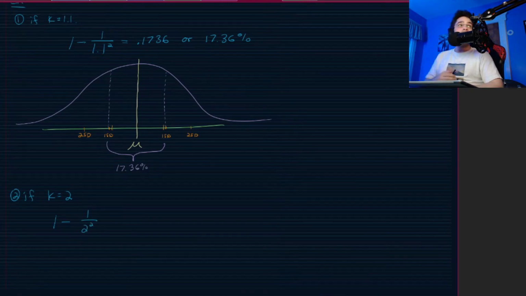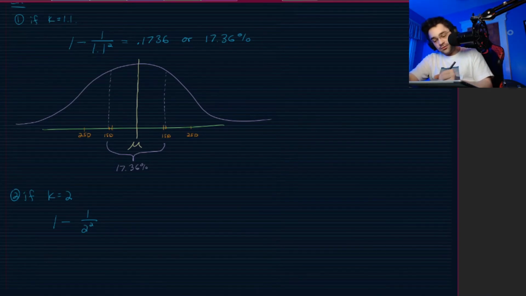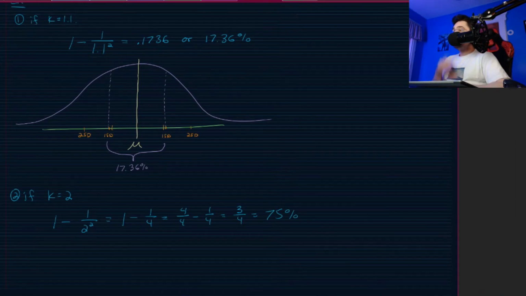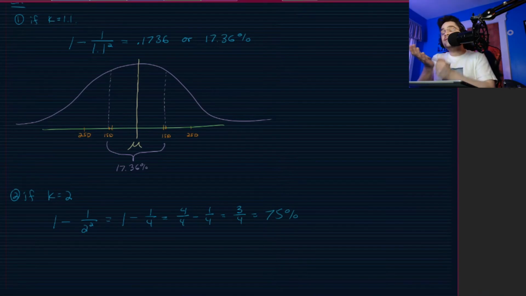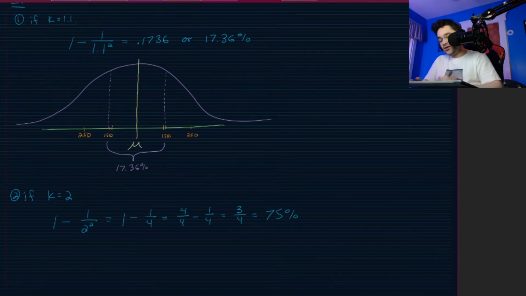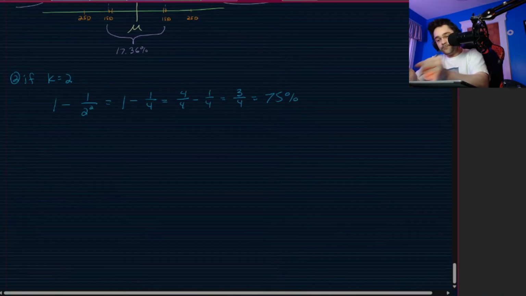Right? It's 1 minus 1 over k squared. K in this case is 2. So this gives 1 minus 1 over 4, which is 4 over 4 minus 1 over 4, which is 3 over 4, aka 75%. So Chebyshev's theorem says that at minimum, 75% of the data will fall within 2 standard deviations of the mean.